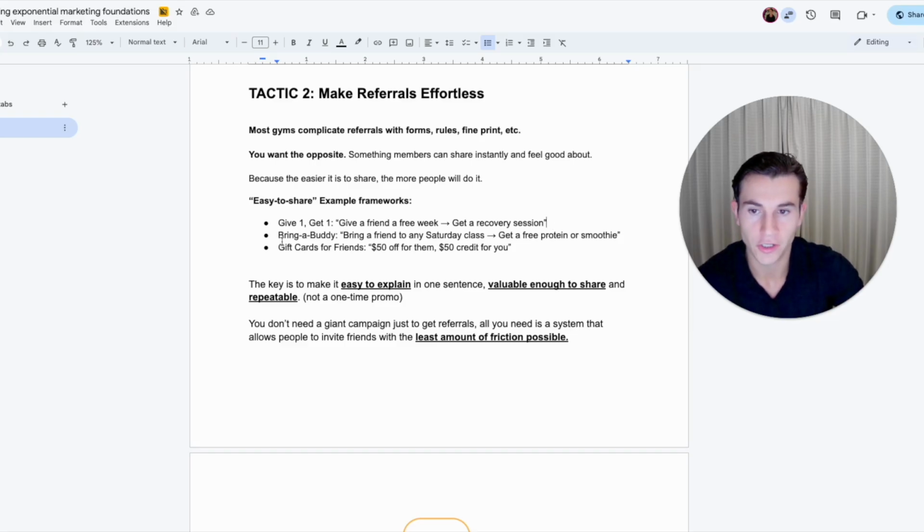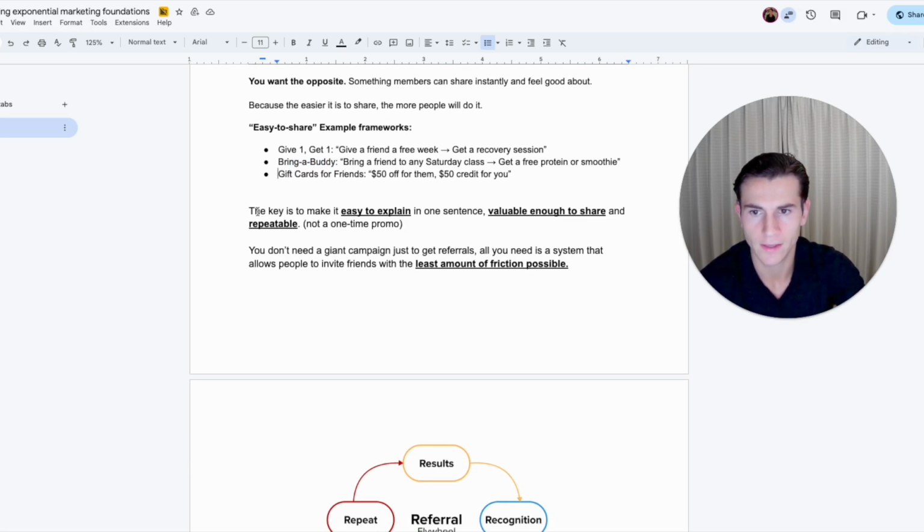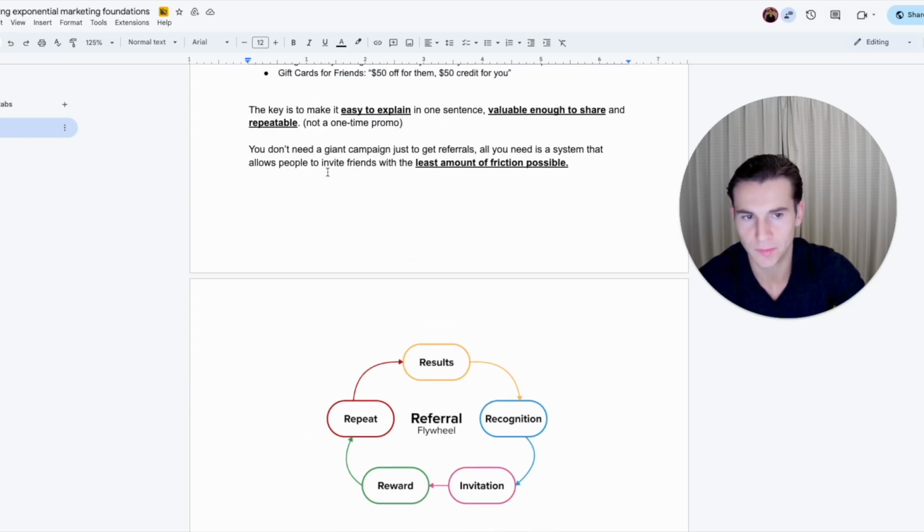Okay? So you can use gift cards for give one, get one, and different sorts of friend referrals. Bring a buddy, like a gift card that says free session if you bring a friend. You can get creative with stuff like this just to get more people in, okay? The key is to make it easy to explain in one sentence, valuable enough to share, and repeatable. You don't want to do a gift card that's like $10. Do one that's at least $100 minimum, maximum 2, 3. And then at that point, everybody who gets a gift card is going to come to you, okay?